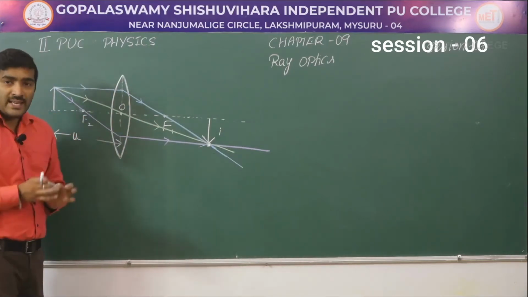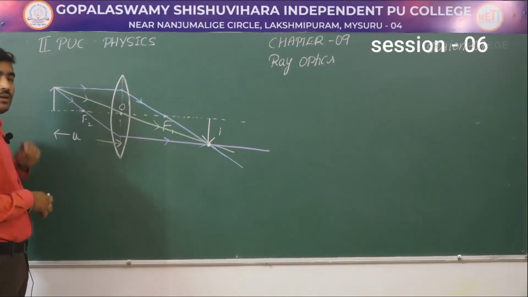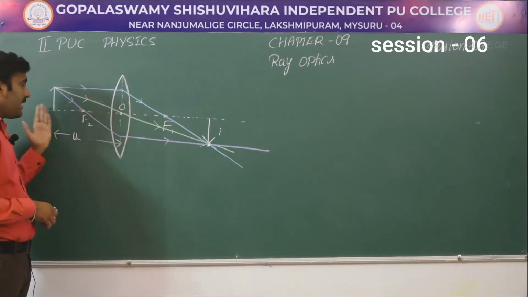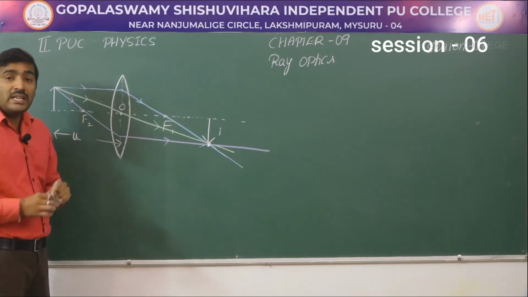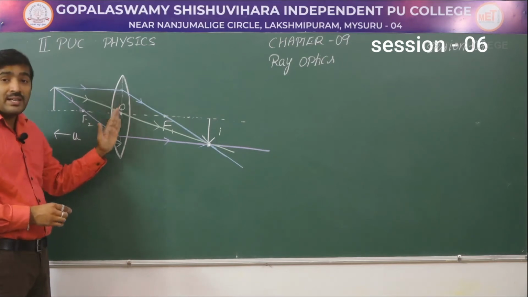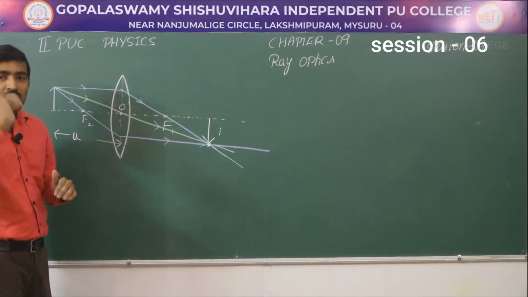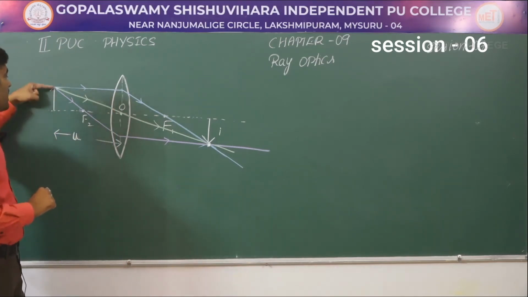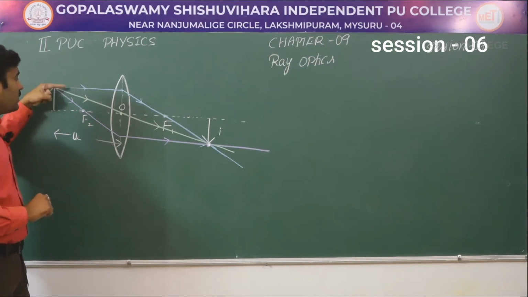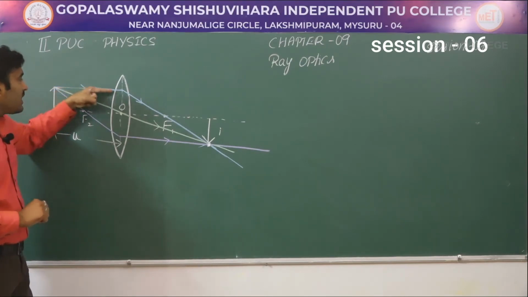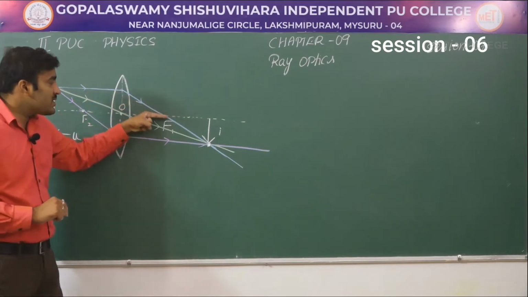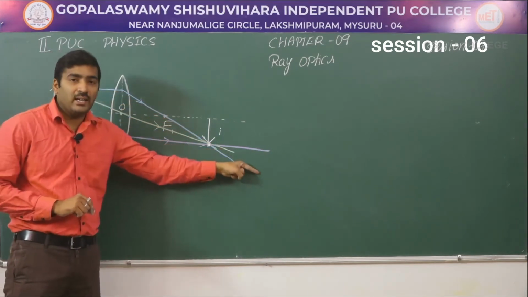What has happened here? This is the object which is placed behind this focus. The three rays are incident on the convex lens in different directions. The first one we considered is a ray incident parallel to the principal axis, and after refraction this ray passes through this focus and is refracted like this.